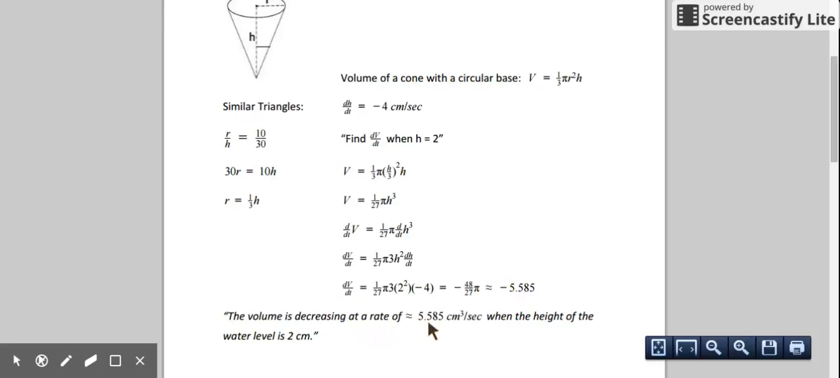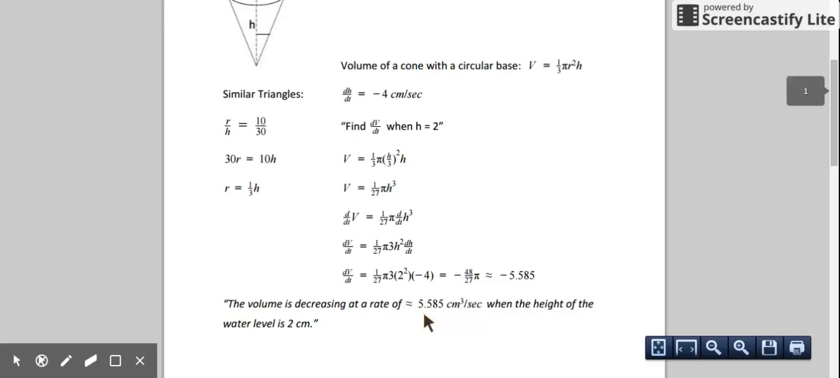At the approximate rate of 5.85 cubic centimeters per second. We're talking about a change in volume, so we're going to use cubic centimeters per second, at the exact moment when the height of the water level is 2 centimeters.